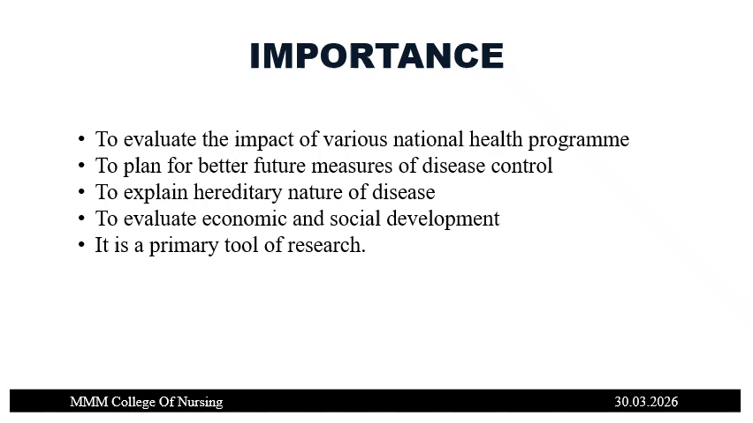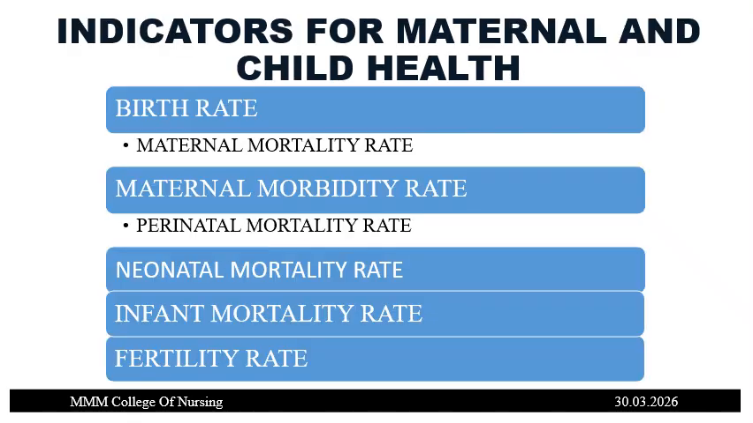We'll move on to the next topic, that is indicators for maternal and child health. Maternal and child health indicators are sensitive measures of a country's health status. They reflect the quality of healthcare services, nutrition, and education. Just like monitoring a newborn closely helps detect problems early, these indicators help detect issues in community health. Common indicators include birth rate, maternal mortality rate, infant mortality rate, and fertility rate.